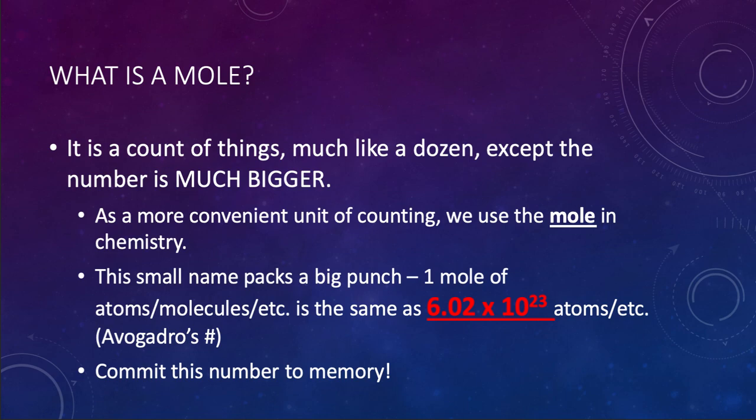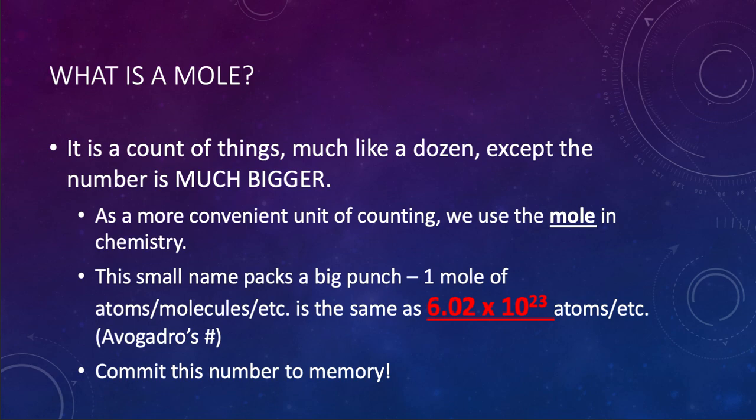What is a mole? Now, the mole is a count. It's a large count of things. So if you know what a dozen is, I'm sure you know what a dozen is, you know that that's a count of 12, right? So if I say a dozen eggs, I mean 12 eggs. And naturally, if I say 3 dozen eggs, you know that means 3 times 12, 36 eggs, right?